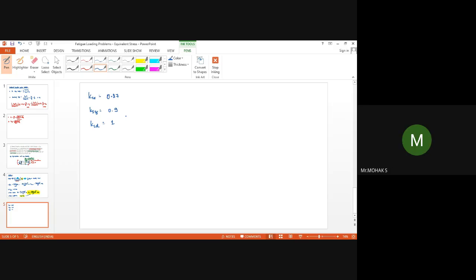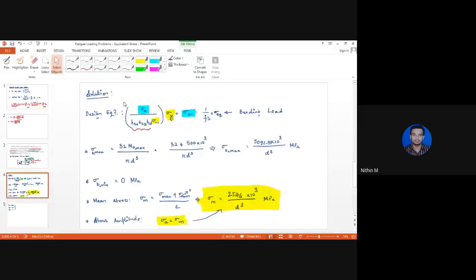Okay. Yes, sir. So now we shall substitute all these values back in equation star, which is the Soderberg equation for bending load. So you consider this equation. This is equation star. Substitute all the values here and tell me the simplified expression in terms of d cube. How much does it come to?